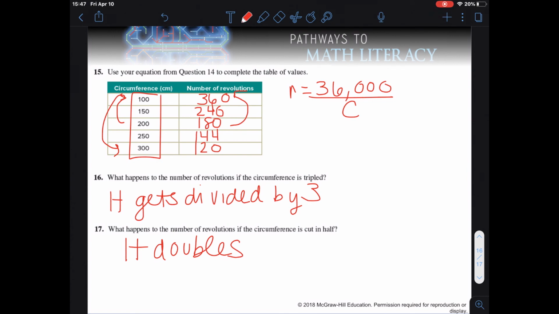So direct, they do the same thing. One doubles, the other doubles. Inverse, when one doubles, the other gets divided by 2. So it's the opposite or inverse effect.